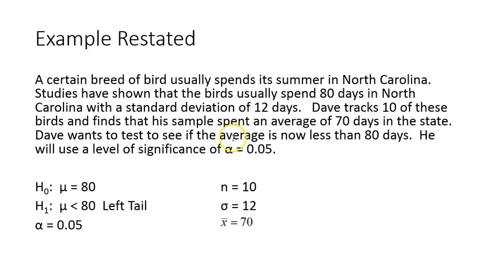So based off of the less than 80 days, you can see our alternate hypothesis, and it's going to be a left tail. Here's that level of significance stated, but some things that are useful when calculating z-scores, as we're going to be doing here in a moment. Sample size of 10, population standard deviation of 12, and a sample average of 70.